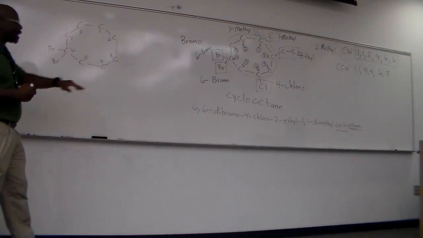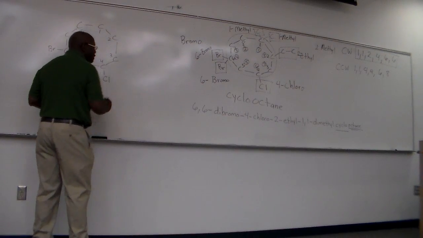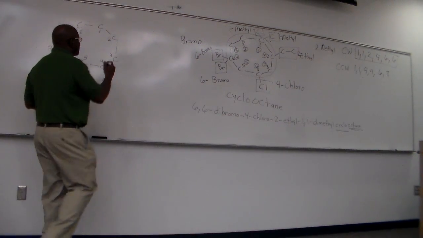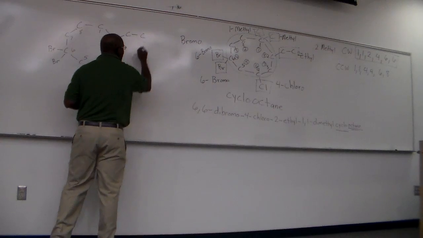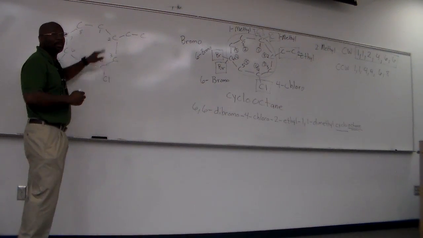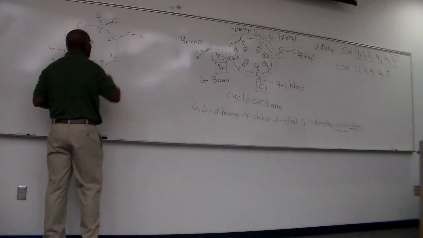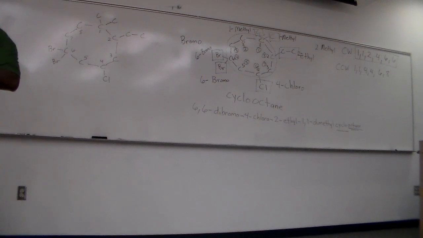Carbon number 4, I have a chlorine, a chloro. Carbon number 2, I have an ethyl. And on carbon number 1, which I already defined, I have a methyl, and also on carbon number 1, I have another methyl. Like I said, you can put carbon number 1 any place you want. Let's put it some other place.